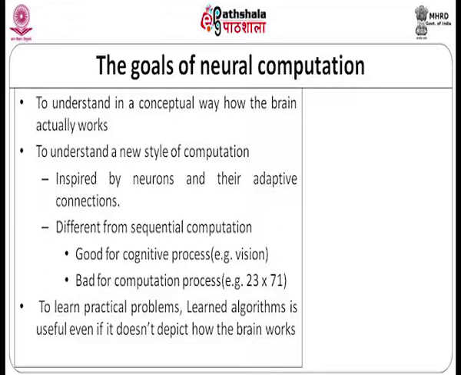So, we are trying to be inspired by that and bring in a little bit of adaptive computation. It is different from sequential computation because inputs are processed in parallel. That is what happens in our brain, and it is good for typical cognitive processes like vision, and bad for actual computation, such as multiplication of large numbers. And to learn practical problems, learning algorithms are useful. Even though it does not depict actually how the brain works, using it is itself a good way to understand problems.